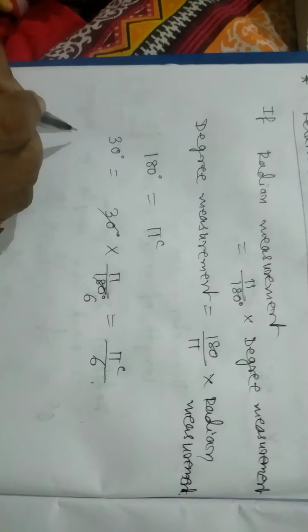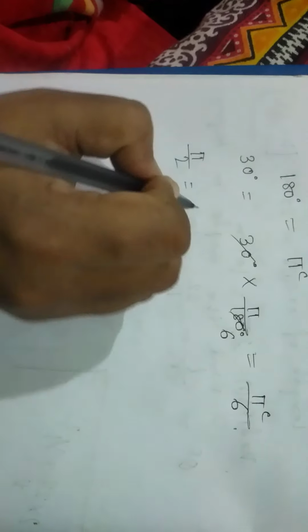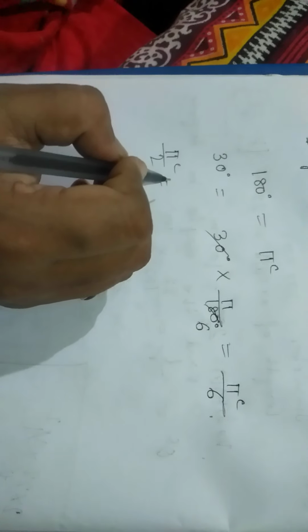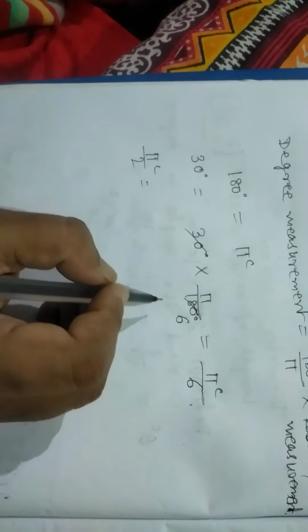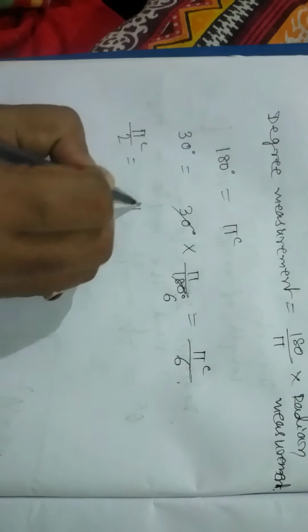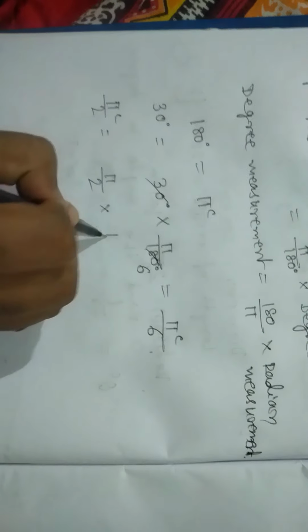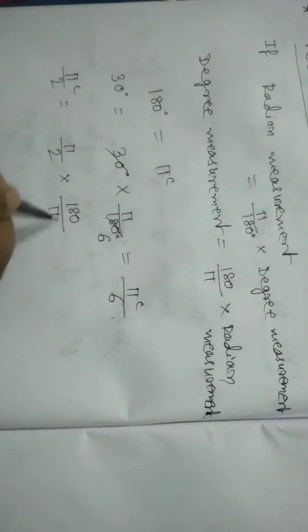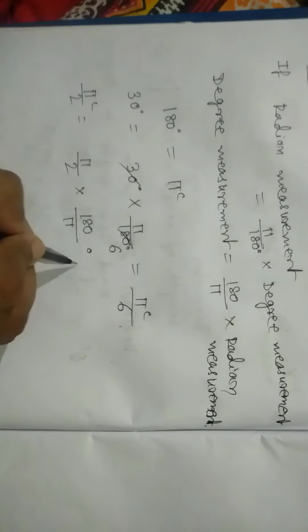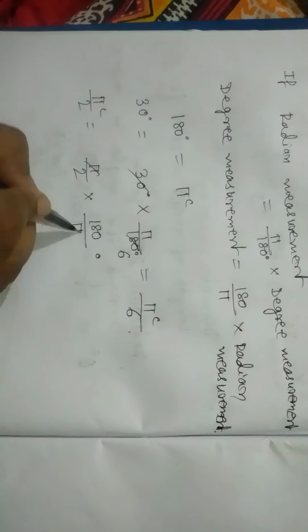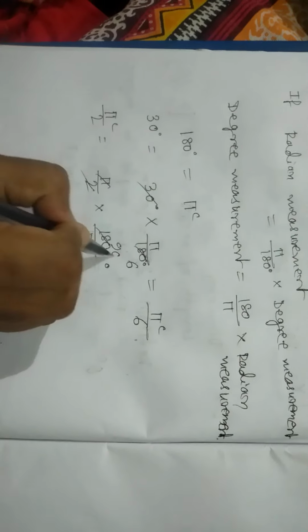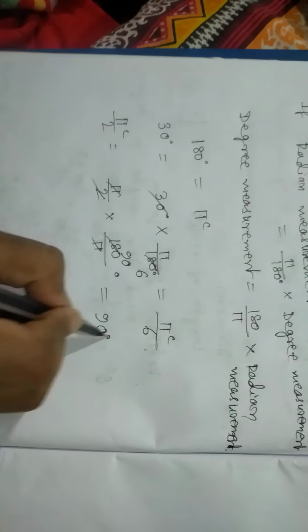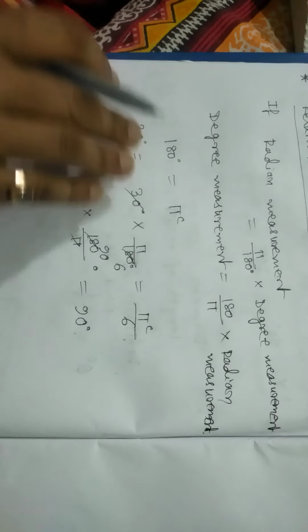Okay. Similarly, if pi by 2 radian is given and you want to convert it into degree, what you have to do? Pi by 2 into 180 by pi. It will be degree. Then pi will cancel. It will be 90 degree. In this way, there is the relation between degree and radian measurement.